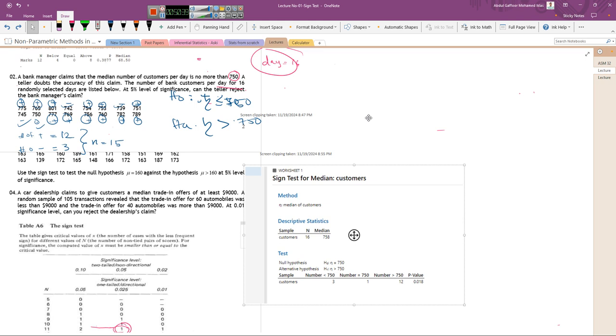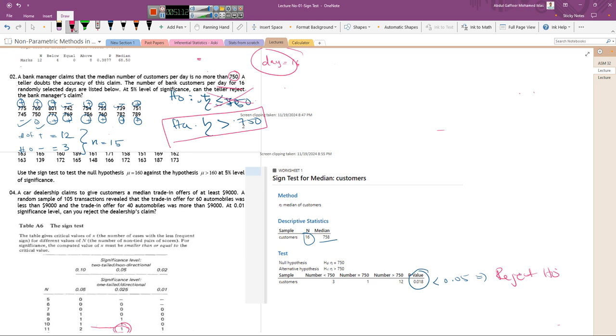So the total number of observations that we originally had is 16, and here the actual median is 758, right? Since our p-value is less than 0.05, we will reject H0. If we reject our H0, we will accept our alternative hypothesis. So we can conclude that at 95% confidence level, the median is greater than 750.